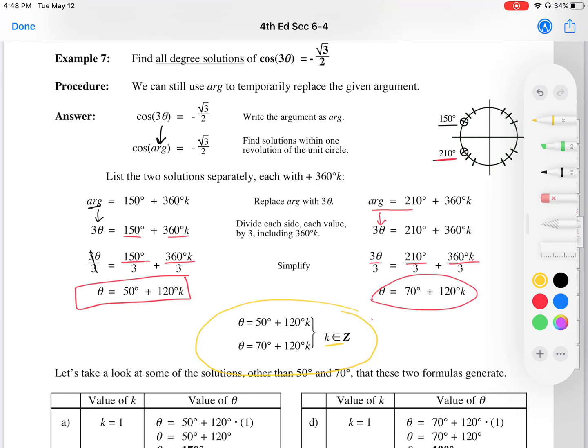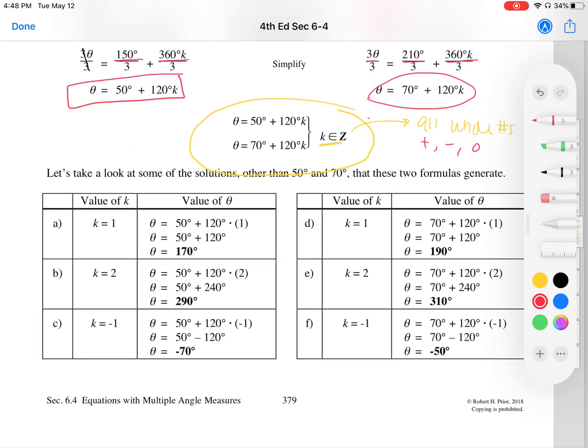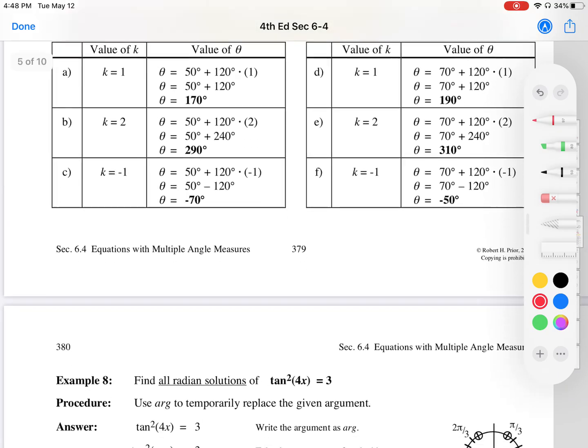And our answer, we have to write it together. And remember to add that k contained in Z. Remember that set is all whole numbers, including positives, negatives, and 0. That's what an integer is. So it's saying along that position, I can continue moving along the unit circle and get all of my answers. I want all of the answers, all infinity answers. And here is a little chart to show you what values it could be if we plug in a number for k, or substitute a value in for k.